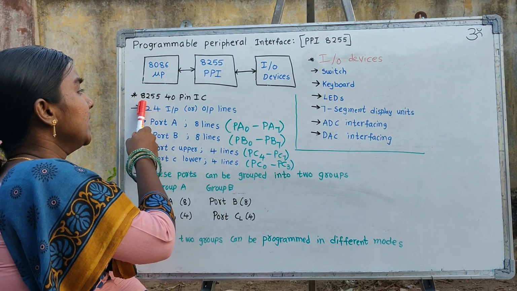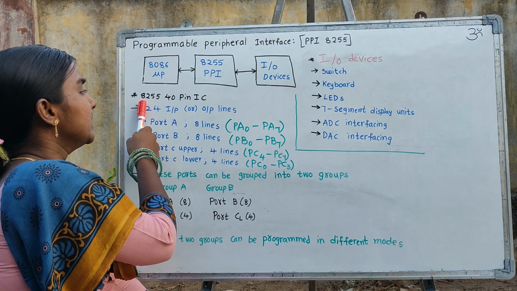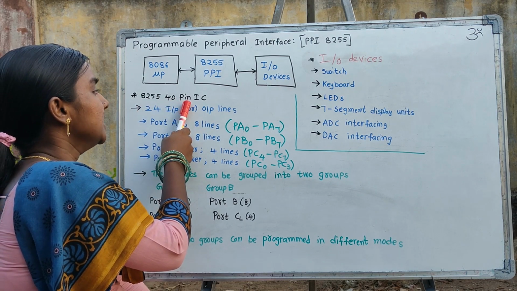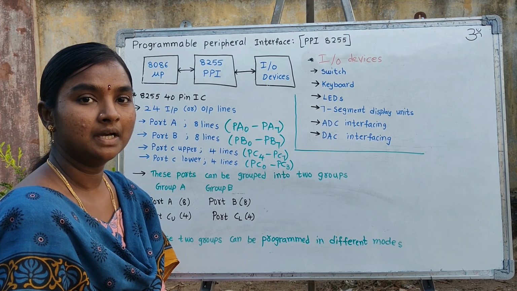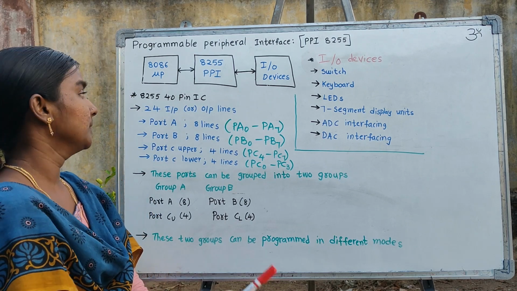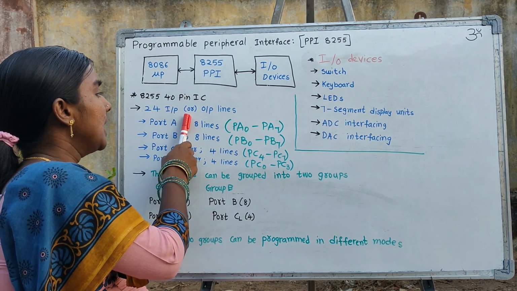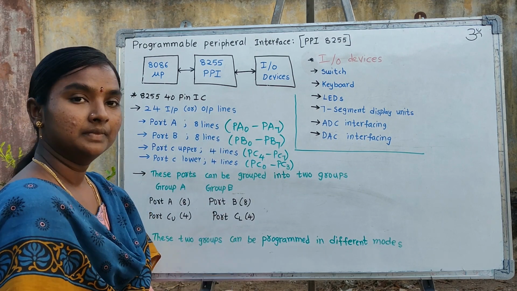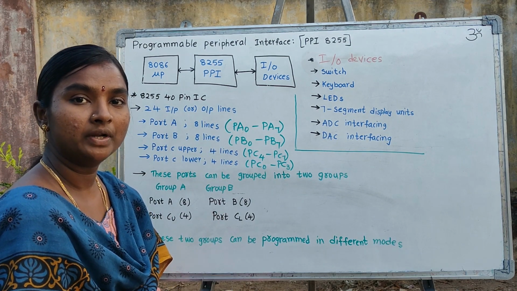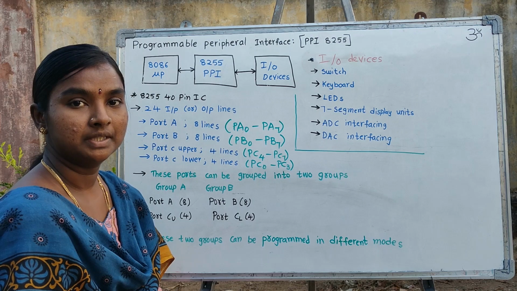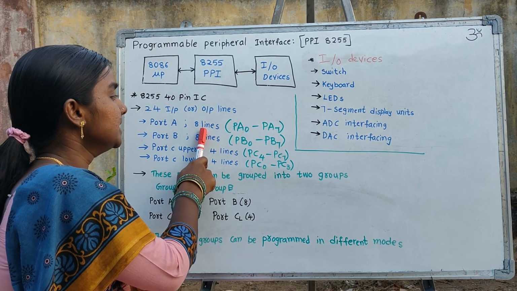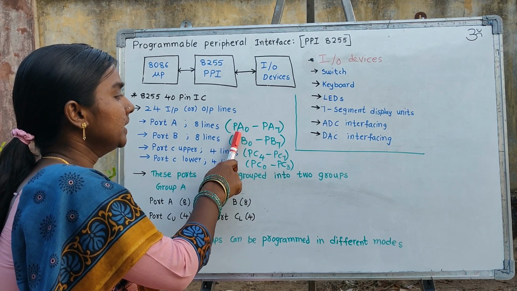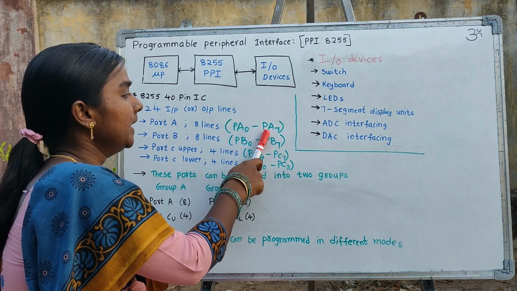This 8255 Programmable Peripheral Interface is a 40-pin IC. As shown in the pin configuration, it consists of 24 input or output lines. These 24 input or output lines are divided into 3 ports. Port A consists of 8 lines, from PA0 to PA7.